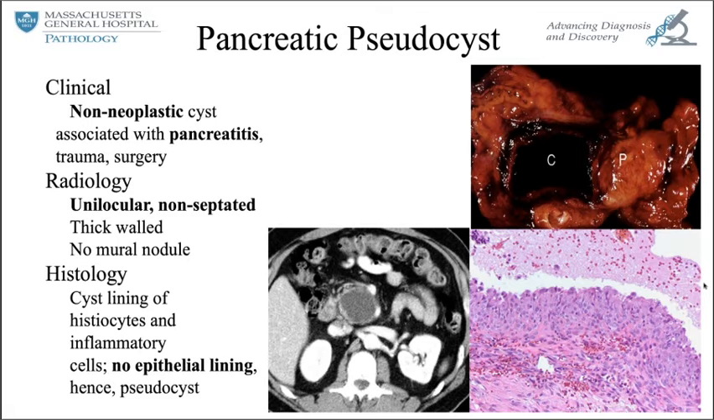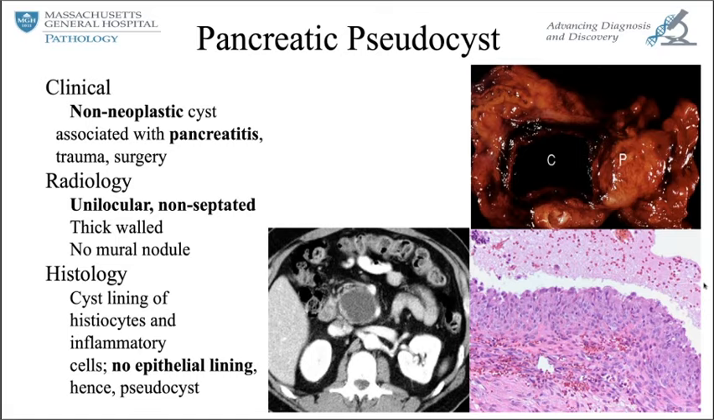So histologically, these are called pseudocysts because there's no epithelial lining. The lining of these cysts are histiocytes, inflammatory cells, mesenchymal tissue, because pseudocysts are the result of autodigestion of the pancreatic tissue. And so what you have left is inflammatory reaction to that degeneration.